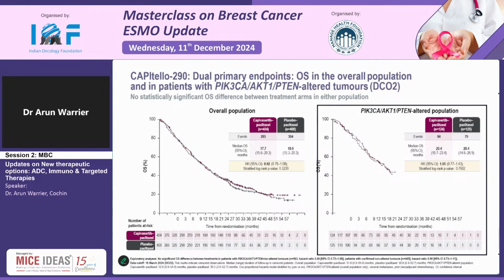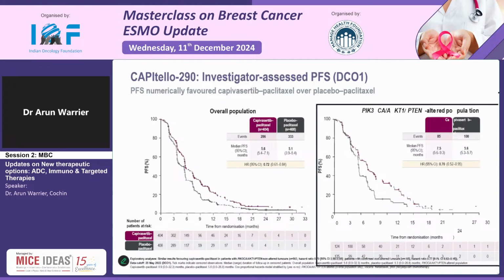So what it showed was that in the overall population, capivasertib plus paclitaxel showed a median OS of 17.7 months and placebo plus paclitaxel showed 18 months. That was about the overall population. But if you look at the PIK3CA/AKT1/PTEN altered population, not much change is seen here. It is around 20.4 versus 20.4, with a hazard ratio of just 1.05. They also investigated PFS, and this numerically favored capivasertib plus paclitaxel over placebo plus paclitaxel.